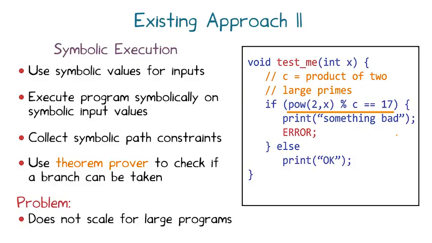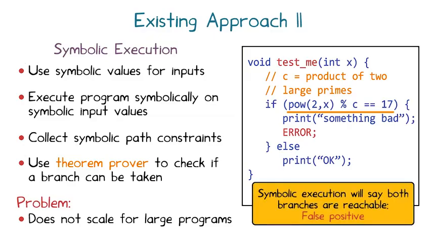on classical computers. When dealing with such a difficult question to resolve symbolically, a theorem prover might throw up its hands and give up. In this situation, the theorem prover errs on the side of soundness by declaring the condition to be feasible, even if there really is no integer x such that 2 to the power x modulo c equals 17. In this case, the symbolic execution approach would yield a false positive, considering both branches of the condition to be reachable, when really only the false branch is reachable.